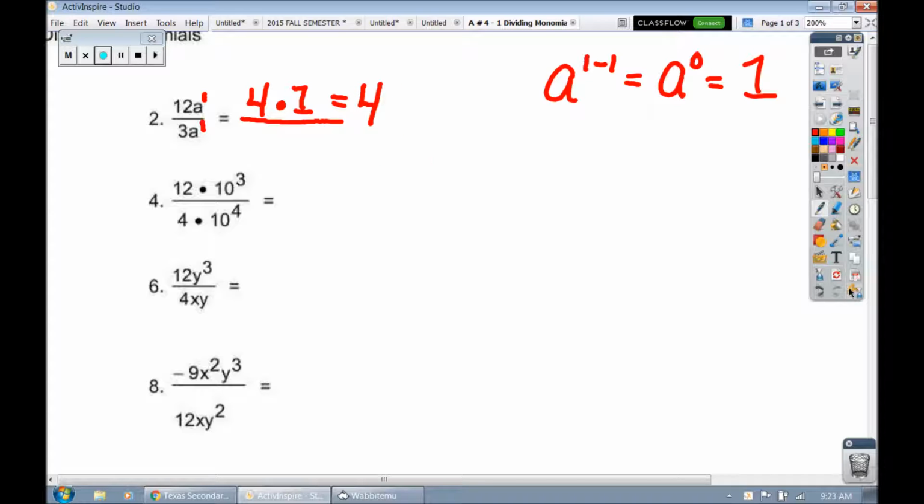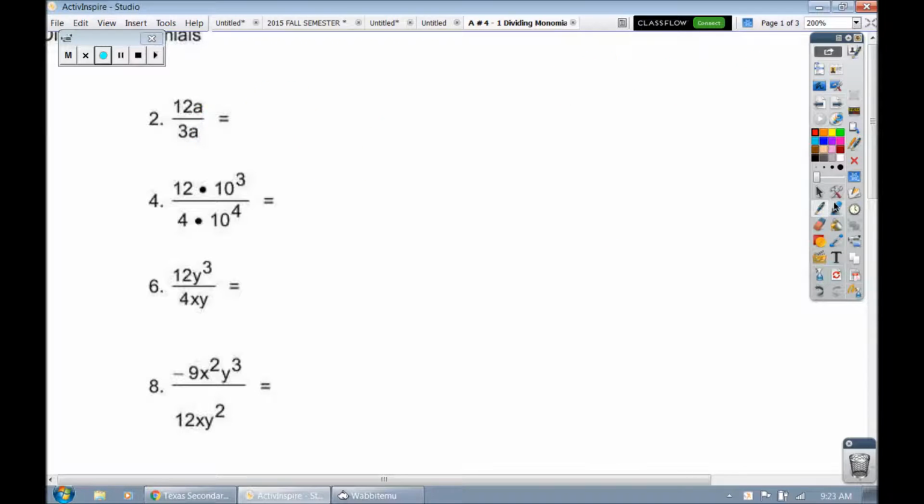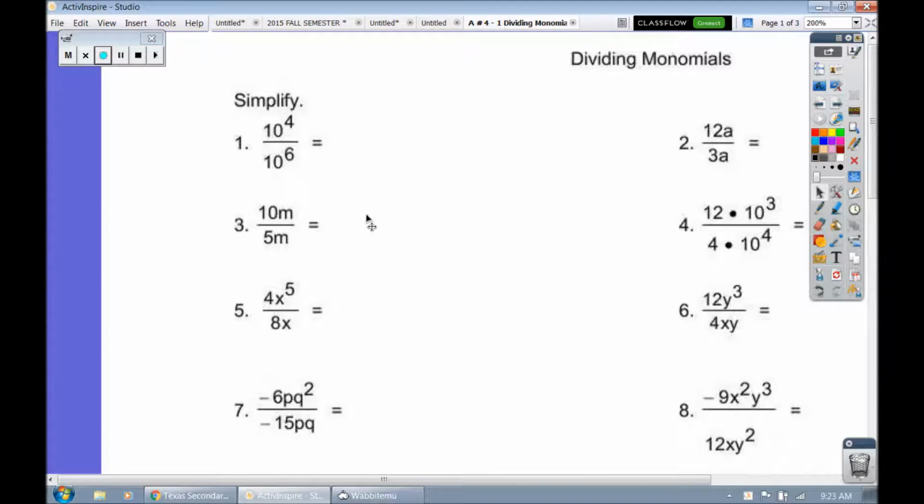Now, you could use a little bit of algebraic sense here and go, look, if I have 1a on top and 1a on bottom, I can simply just cancel those a's out and just do 12 divided by 3, and I would be left with a value of 4. Question 3. So question 3 is very similar. Notice that you have 10 over 5. 10 over 5 is a whole value of 2. And if I have 1m on top and 1m on bottom, they cancel out. So guess what? My answer is 2.